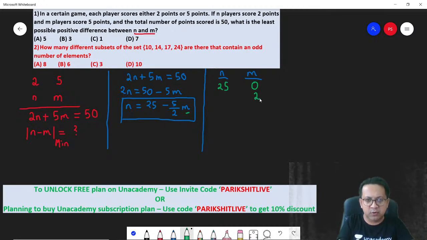If M is 2, N is 25 minus 5, 20. Similarly, if M is 4, how much will this become? The second term will become 10. So 25 minus 10, 15. Can you see the difference between them?